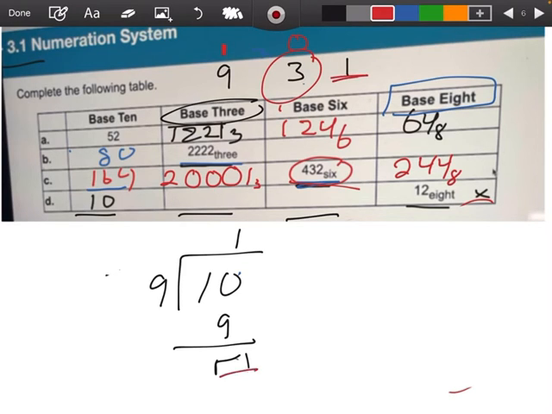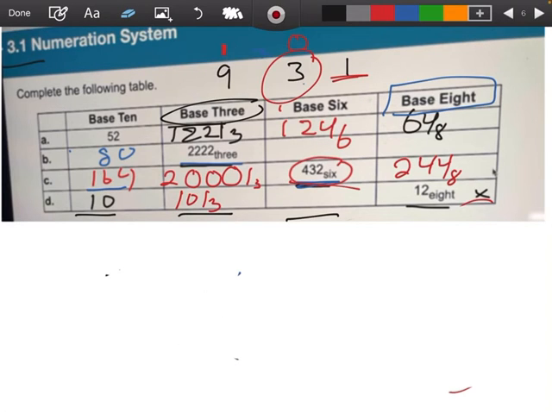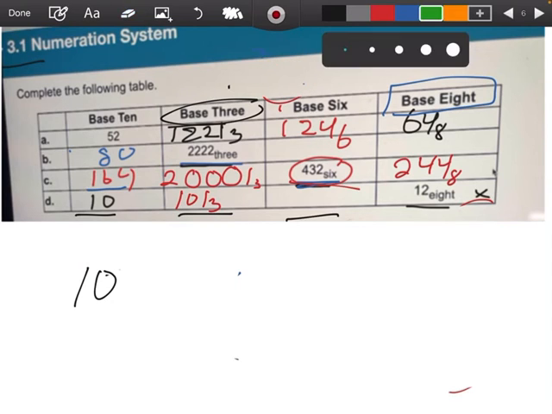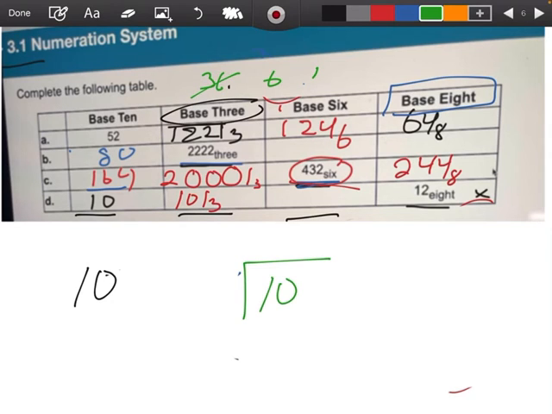Let's try the same process again, and let's do this for base 6. Remember, in base 6, we have 1s, 6s, and 36s. But 36 is too big. So we're going to take 6 and divide it into 10. It goes in 1 time with a remainder of 4. So I have one 6 and four 1s, and that's in base 6. So we got that number down.